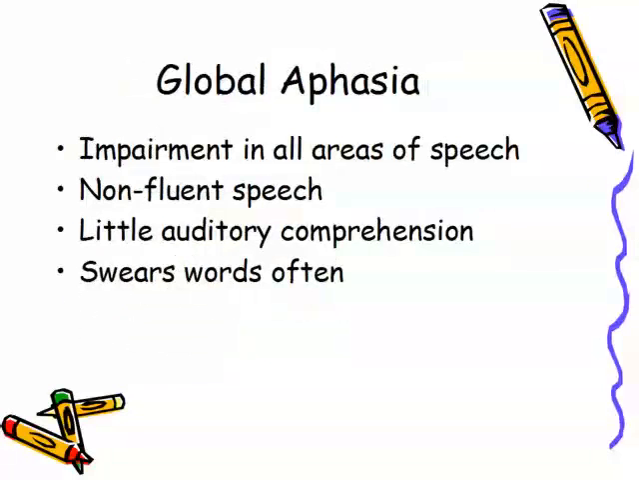Patients with global aphasia will have impairment in both of those areas of speech centers that we talked about earlier. So they will also have non-fluent speech, little auditory comprehension. They use swear words very often due to the damage centers in the areas that control speech in the brain and those types of things. And this is very common with a mid-cerebral type of an infarction.